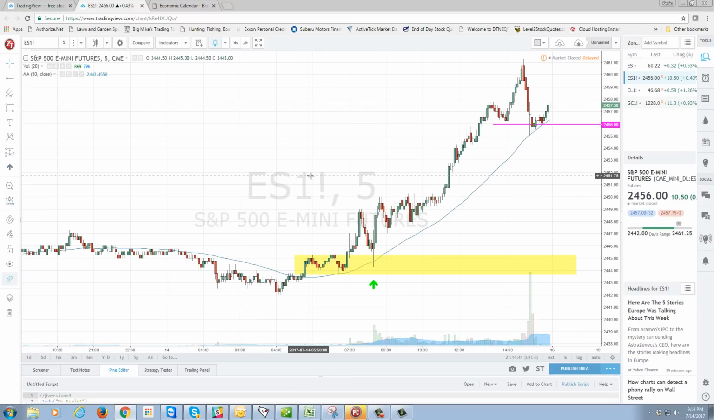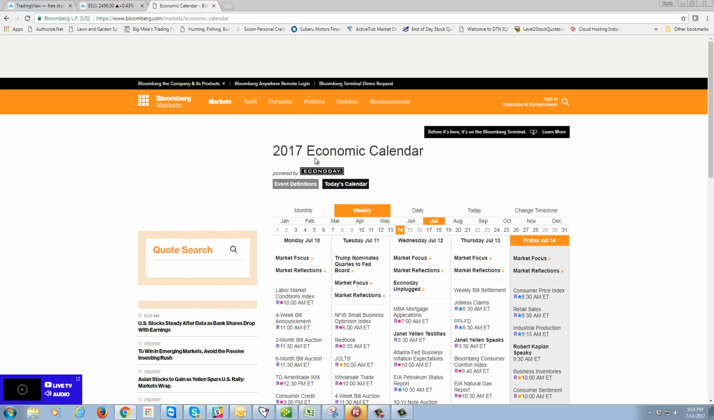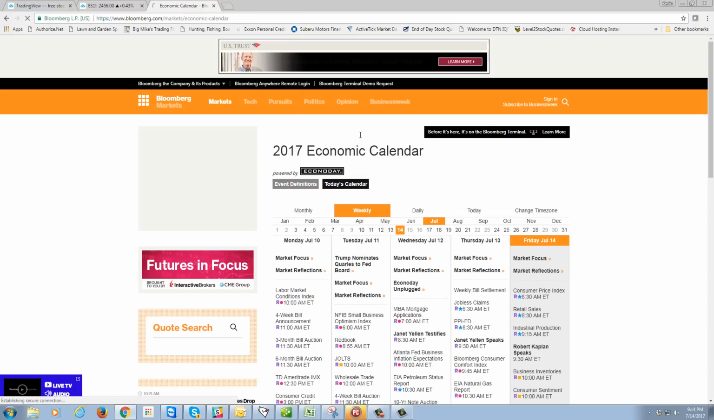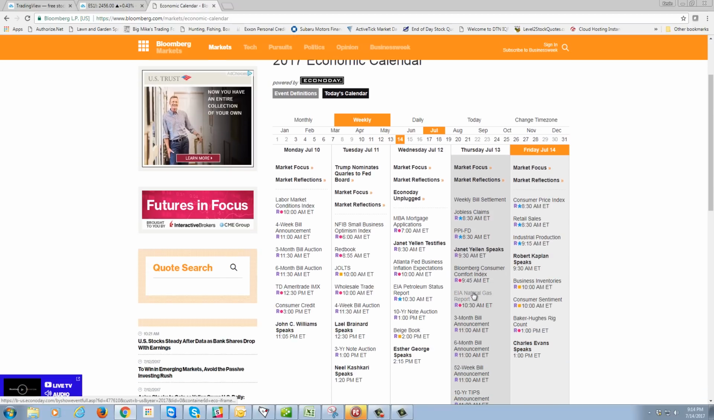Okay, you never want to be in a trade right before the news comes out, because it can move against you really bad. But if you look, I always go to Bloomberg.com and get the economic calendar, and see these little blue asterisk symbols. That means, or the blue stars, that means there's a high probability that this news is going to move the market, or this is news that can move the market. Okay, these are all in Eastern time.